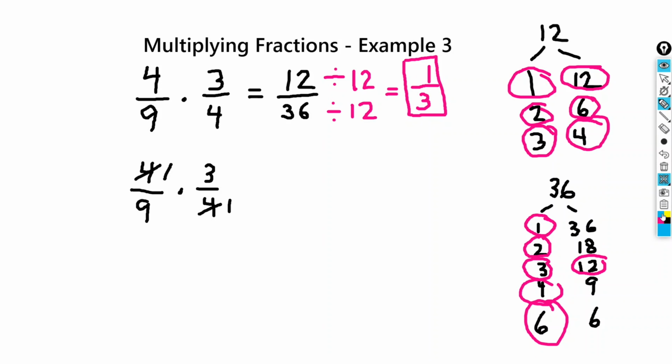And then on the bottom here, let me change the color so you can see a little bit better. We have 3 and 9, which are both divisible by 3. So if I divide 3 by 3, I get 1, and if I divide 9 by 3, I get 3. Now that we've simplified before multiplying, we'll just multiply across. We do 1 times 1, which is 1, and then 3 times 1, which is 3. And we get the same solution.